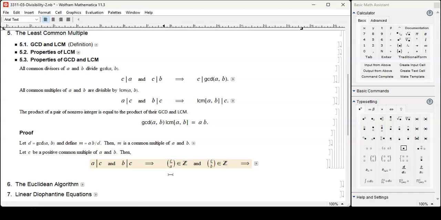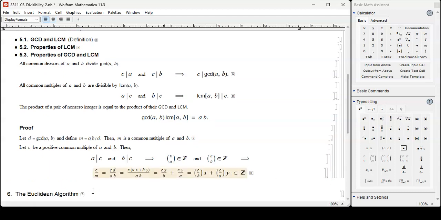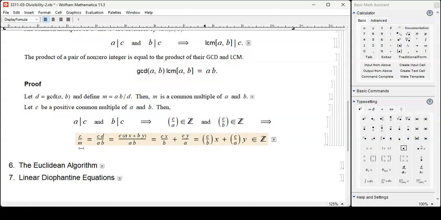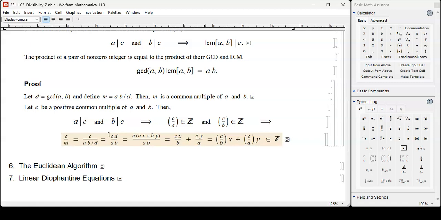Then C over A is an integer, since A divides C. C over B is an integer, so common multiple, all right. C over A and C over B are both integers. And then look at this. We apply some interesting algebraic manipulation. C over M is, by definition, C over M, but M is AB over D, so C over M is C over AB over D. So flip it over, CD over AB, all right, so far so good.